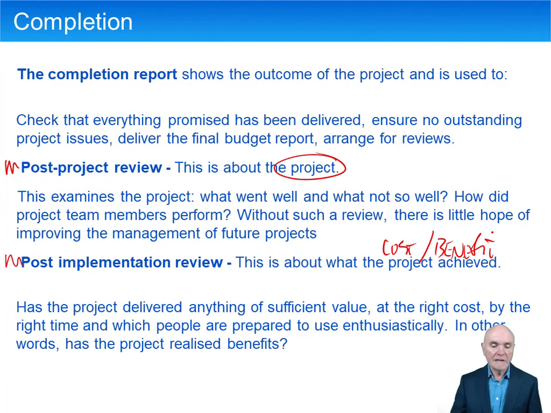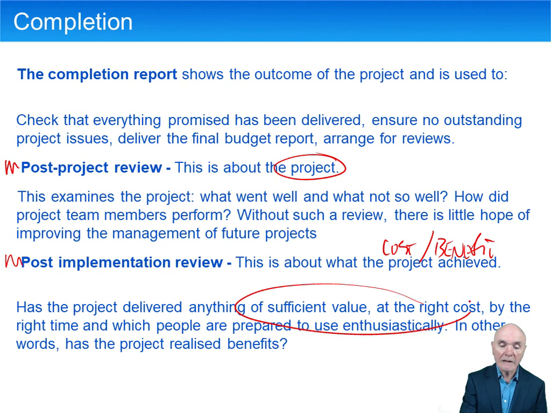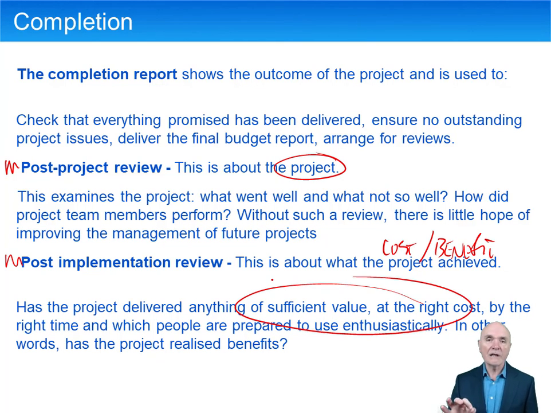So has the project delivered anything of sufficient value at the right cost? Were the projections and promises made with the best intentions on the cost-benefit analysis, were they realized? Because if the benefits are down here and the cost is up there, something's gone wrong. And we need to learn from that. We need to learn what happened in our business case, if you like, that promised so much benefit coming from the project which was not actually realized. We need to learn from both of these.